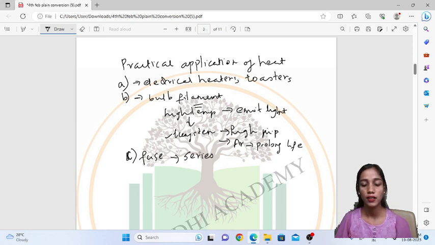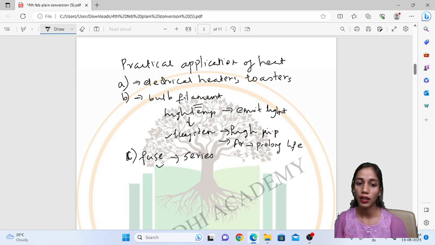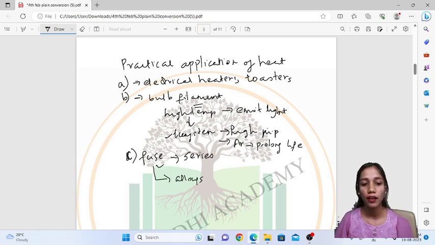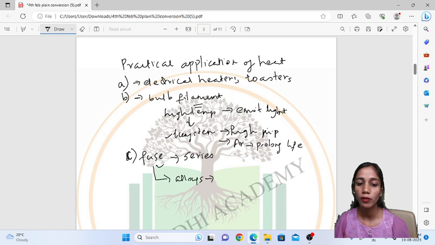What is the reason? It is placed in series. Now what is the main role of this fuse? If a very high current, unduly high current, is flowing through the circuit, then this fuse, the wire of the fuse is made up of alloys. If a very high current is passing through the circuit, then what will this fuse do? It will melt. These wires will melt and break the circuit.